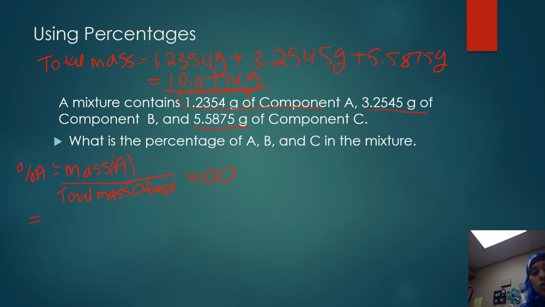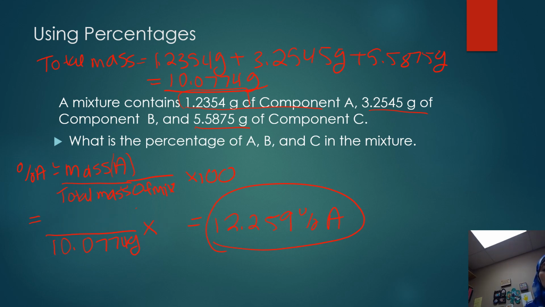So whenever you're trying to figure out the mass percent for A, we're going to do the mass of A, which is 1.2354 grams divided by the mass of the total, which is 10.0774 grams times 100%. That should get you 12.259% of component A. So essentially what you're saying based on these numbers is that your mixture is 12.259% of component A.